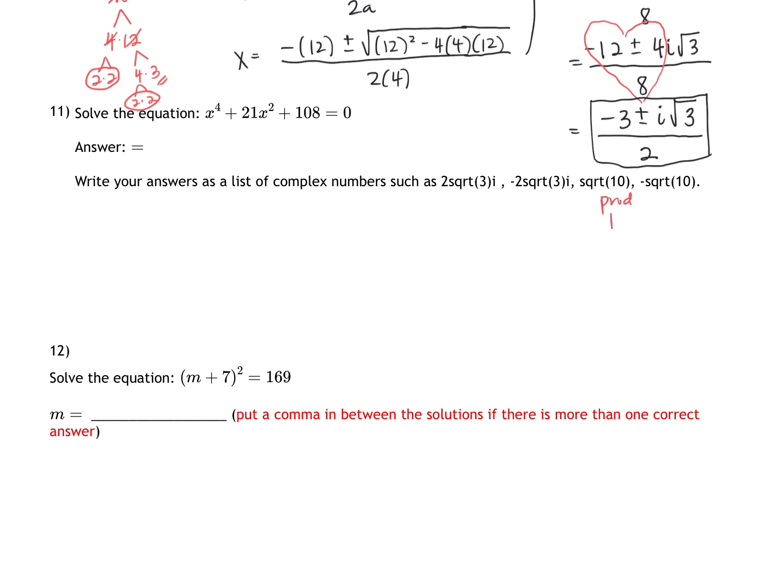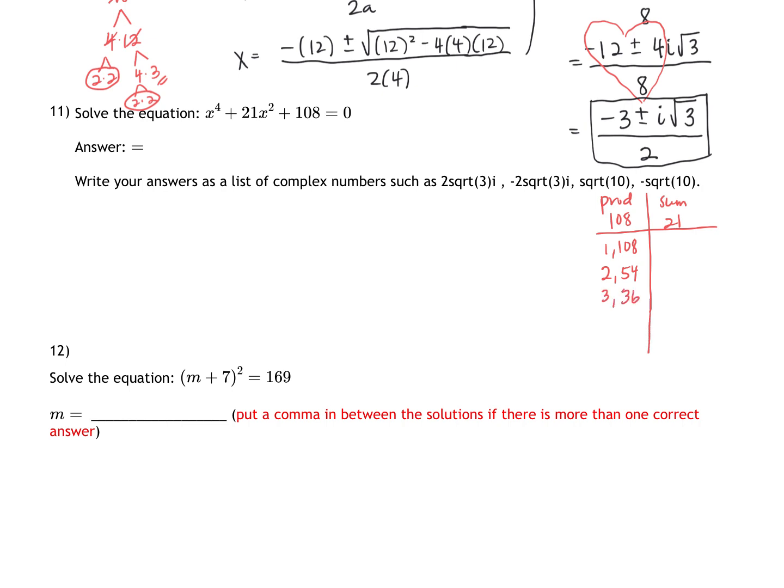So we want the product to be 108, and the sum needs to be 21. So we have 1 and 108, and I'm just going to start dividing it by different numbers. So 108 divided by 2 is 54. 108 divided by 3 is 36.